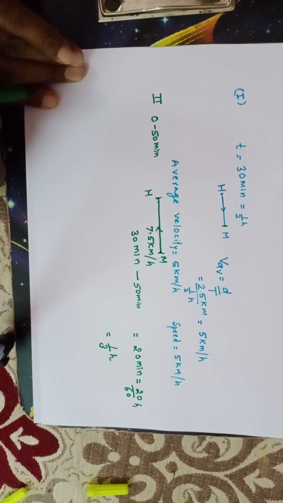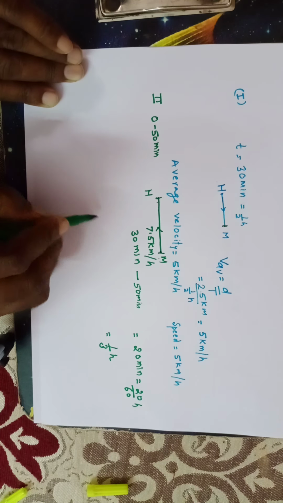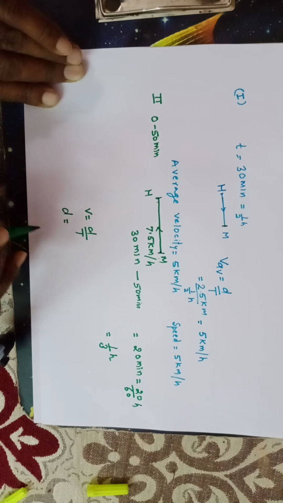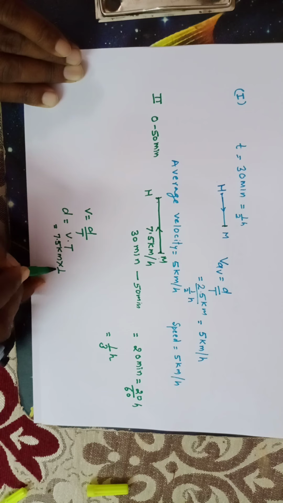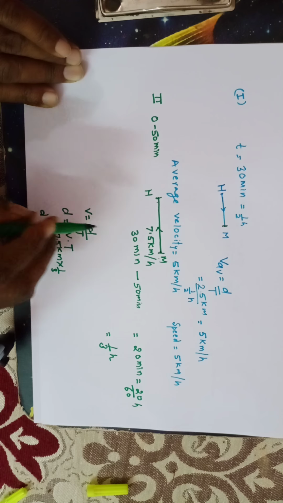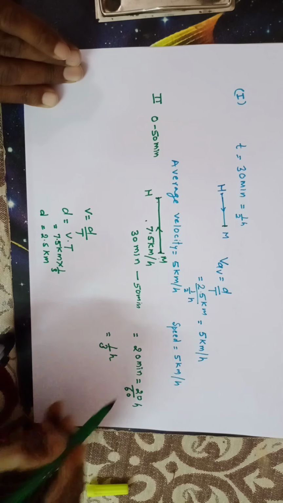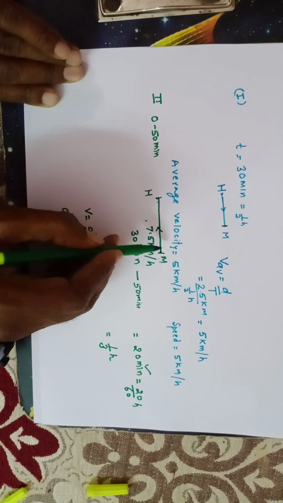So in these 20 minutes, if he goes with the velocity of 7.5 km per hour, how much distance will he travel? Velocity equals distance upon time, so distance will be velocity into time. Velocity is 7.5 km per hour into 1 by 3, so the distance will be 2.5 km. That means if he goes with this speed of 7.5 km per hour for the next 20 minutes, that is 1 by 3 hour, he will return back to home.